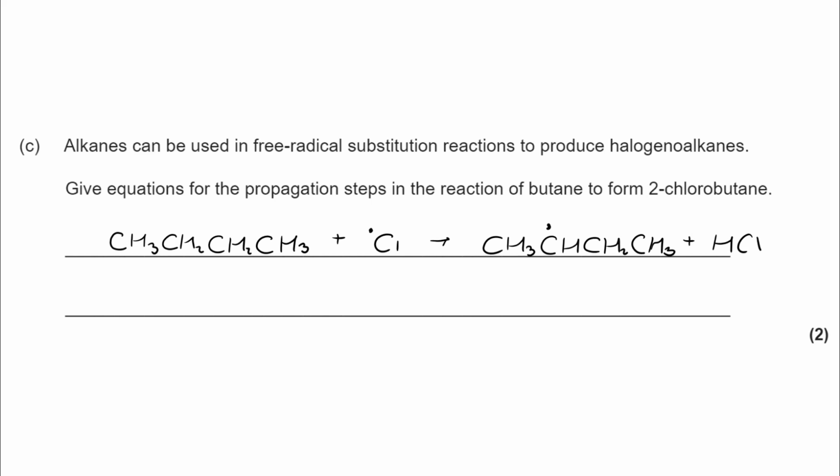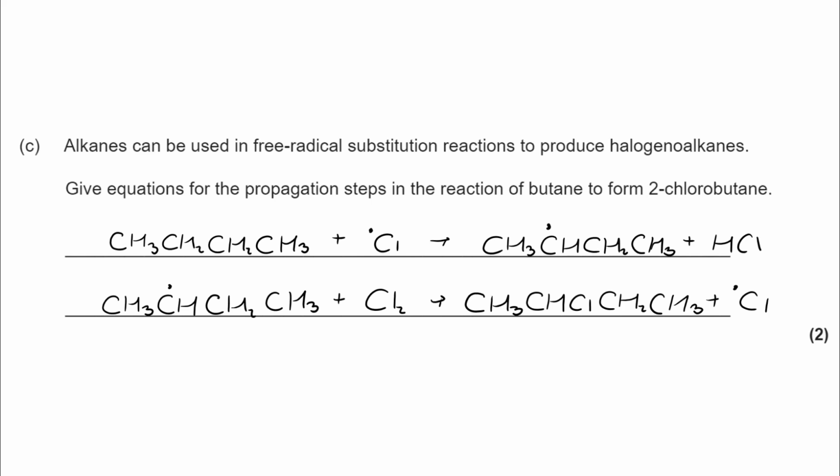So if I draw out my butane, my chlorine radical is going to rip an H away on the second carbon, which is where the chlorine can then be added on.